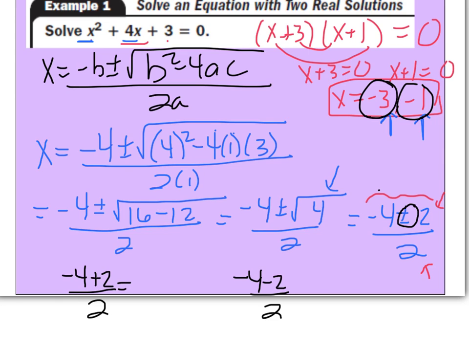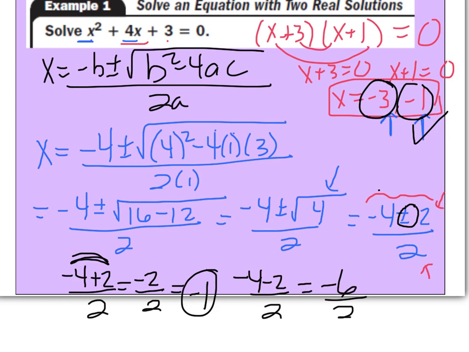Now you need to simplify, look at the top together. So negative 4 plus 2 is negative 2 all over 2. The last thing you do is look at the complete fraction. Negative 2 divided by 2 is negative 1. That's where this answer comes from. Okay, let's complete the other one. Negative 4 minus 2 is negative 6, all divided by 2. Now to do the divided by 2, which is negative 3, and there's our second answer.